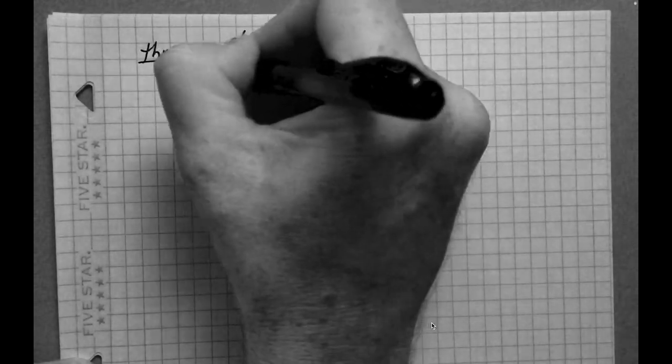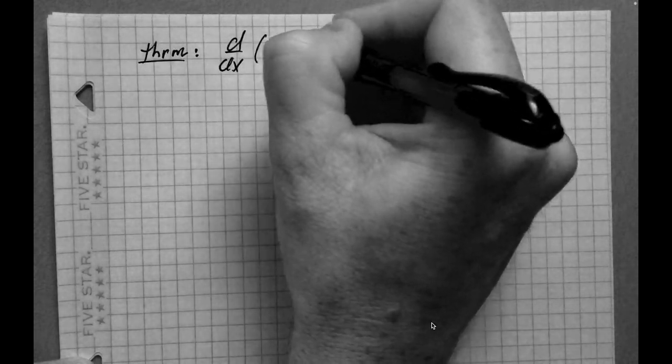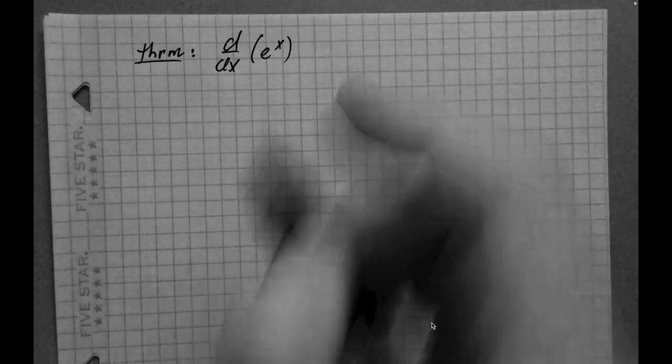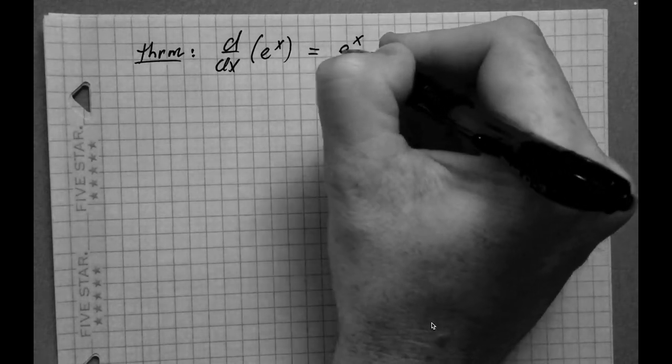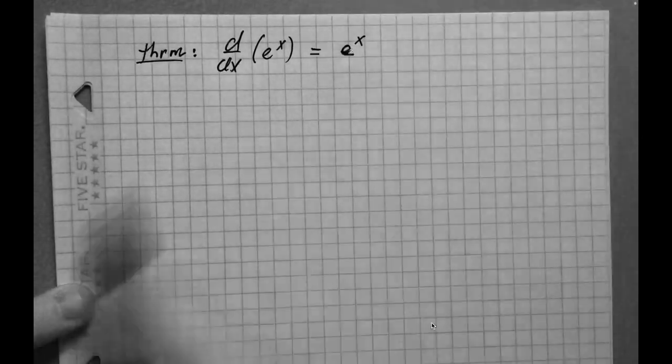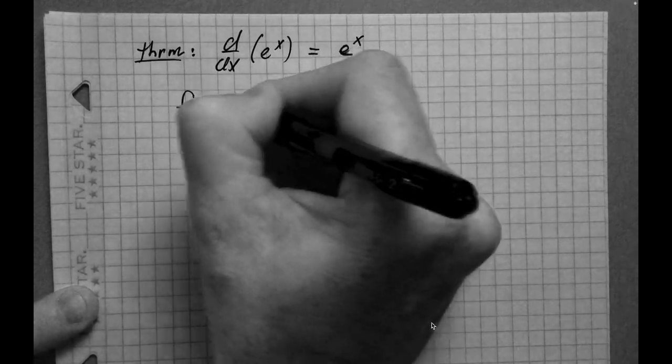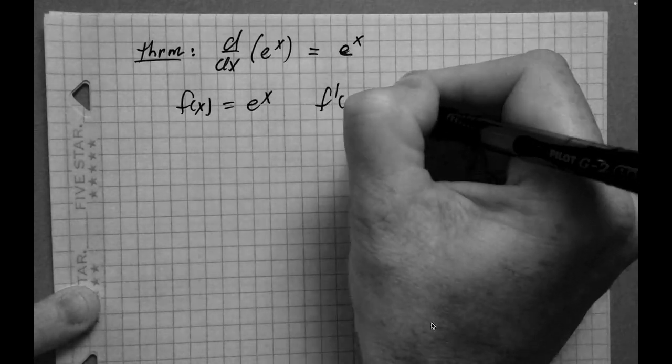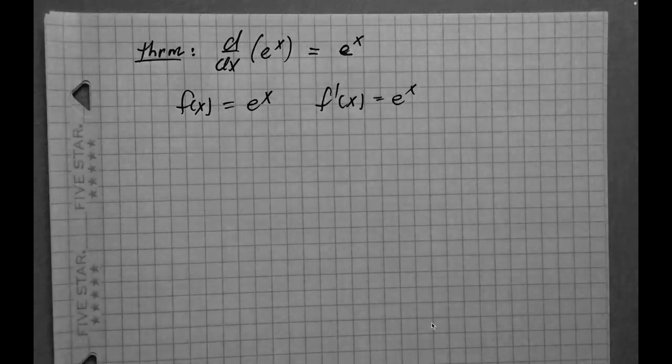So the derivative with respect to x of e to the x is e to the x. Okay, so one of the most intriguing characteristics of the natural exponential function is that it is, as it says here, its own derivative. So what that means is that, given the function f of x equals e to the x, f prime of x is equal to e to the x as well. That means the derivative is identical to the function itself.